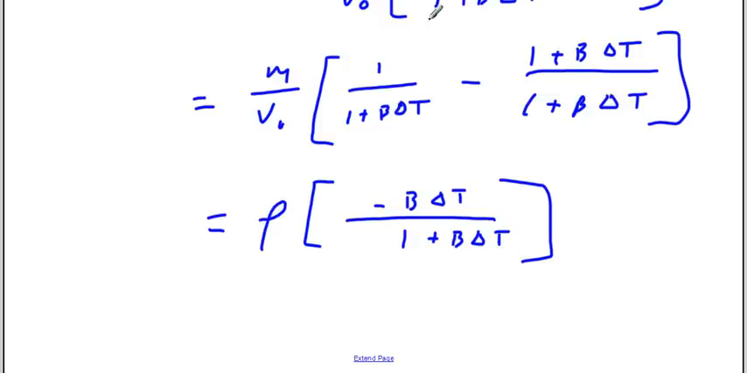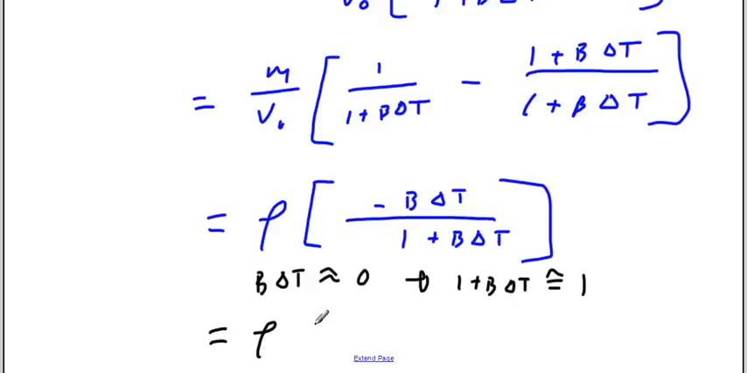And now we're going to do one of those physical things. Now, I have beta delta t on both the top and the bottom. Okay, but I'm going to say that, you know, beta delta t is pretty close to 0, which implies 1 plus beta delta t is equal to 1, or thereabouts. It's about equal to 1. And then I'm going to say that this is going to be rho times minus beta delta t. All right. Well, only a physicist would do something like that.